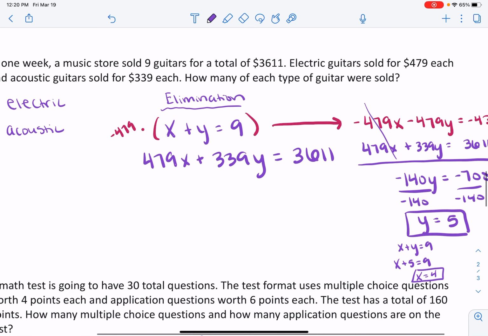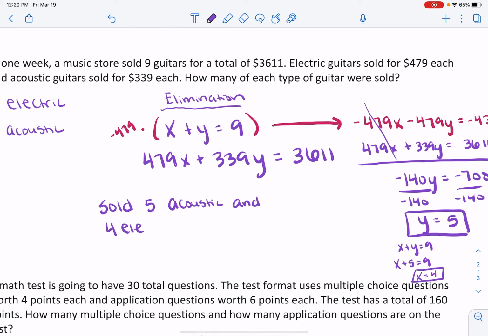So how many of each type of guitar were sold? They sold 5 acoustic and 4 electric guitars.